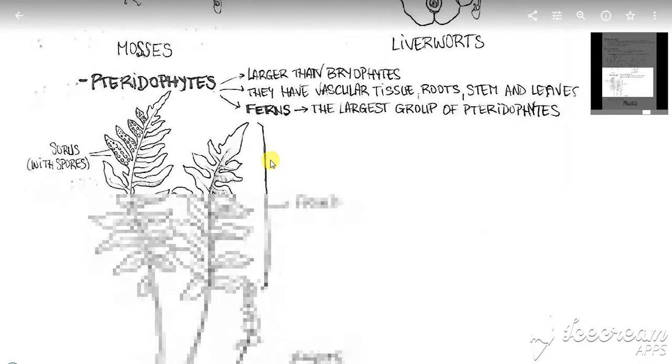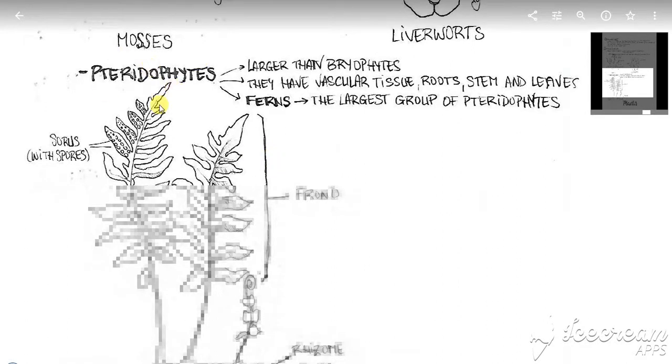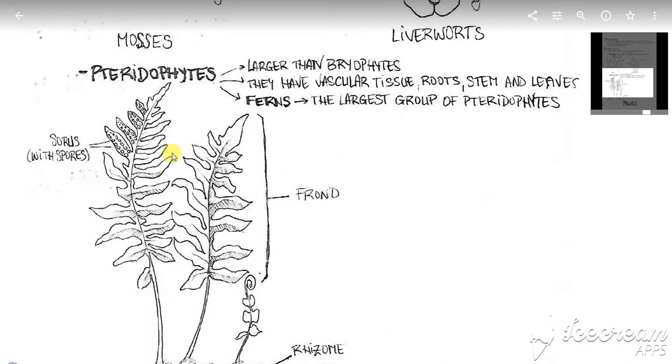The next type is the pteridophytes. Are the pteridophytes, es decir, las pteridofitas o helechos en general, ¿vale? They are larger than bryophytes, son más grandes que las briófitas, and they have vascular tissue, roots, stem, and leaves. Es decir, tienen tejido vascular, que en el caso anterior no hay tejido, estructura de talo, raíces, tallo y hojas. Ferns are the largest group of pteridophytes. Los helechos propiamente dichos son el grupo mayor de este grupo de pteridofitas.